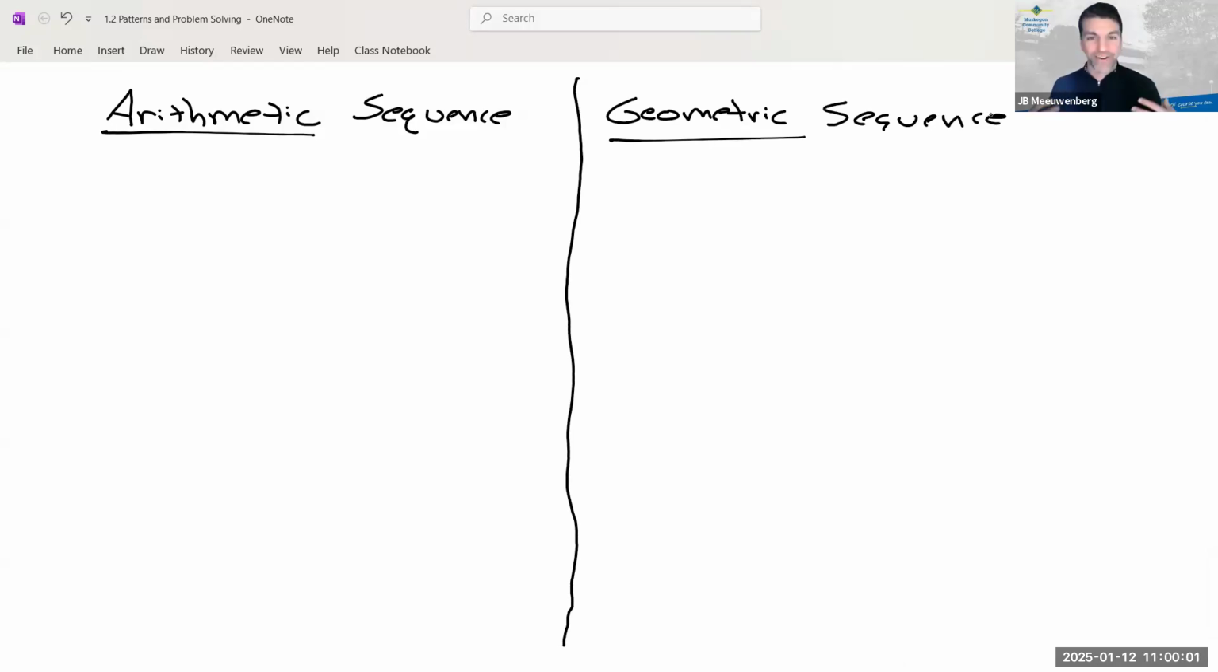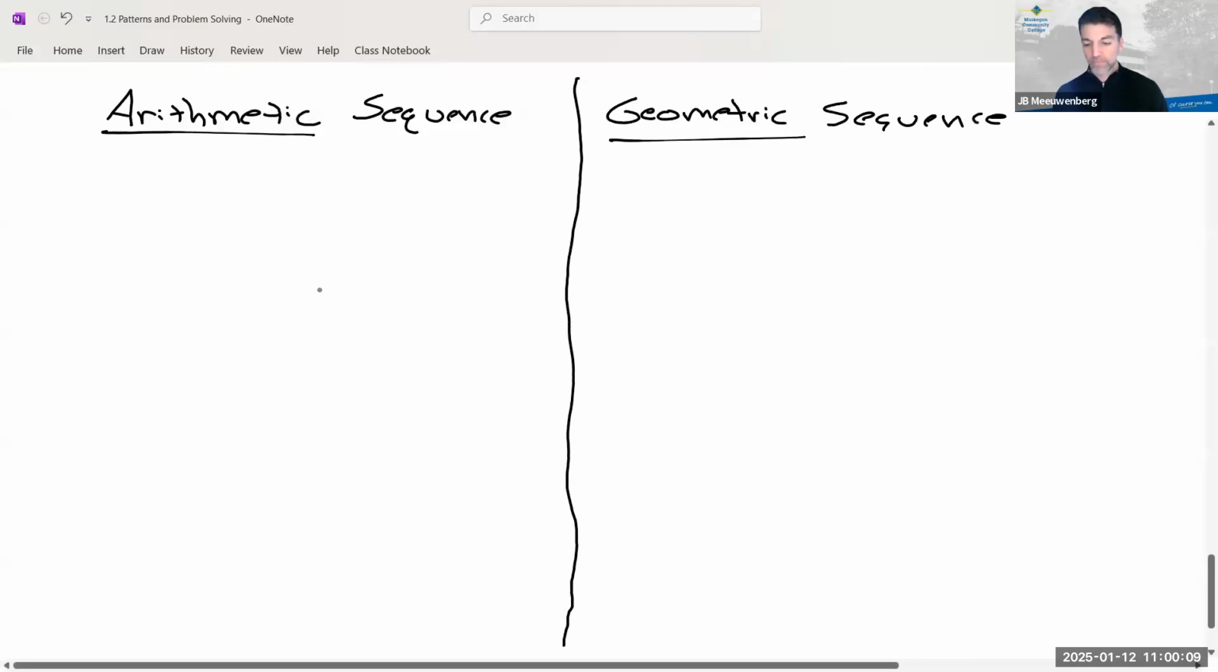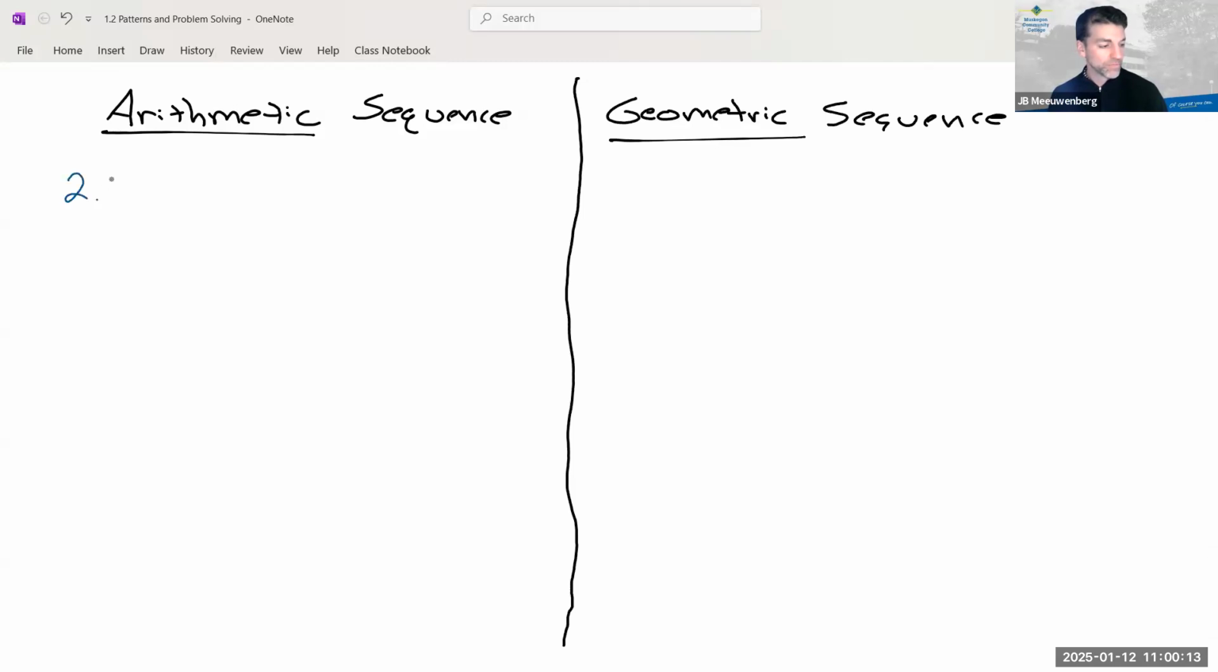So I like to make you do the observations. What I'm going to do is write down an arithmetic sequence. Let's start with an arithmetic one: 2, 4, 6, 8, 10. Okay, that's an example of an arithmetic sequence. An example of a geometric sequence could be 2, 4, 8, 16, 32.